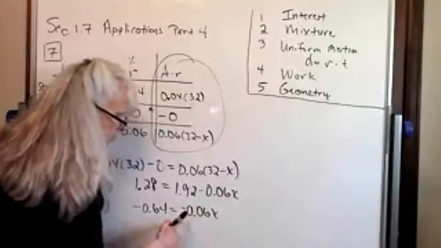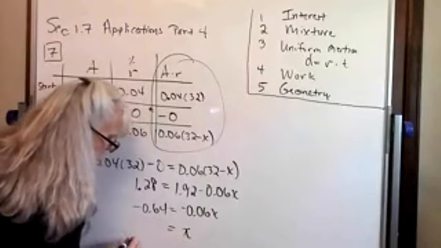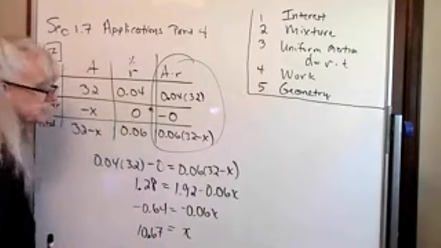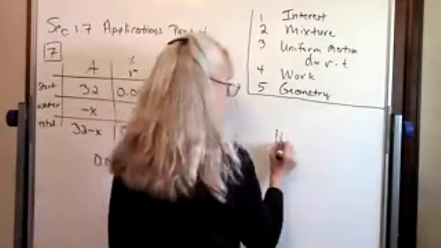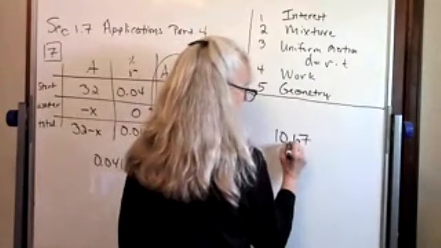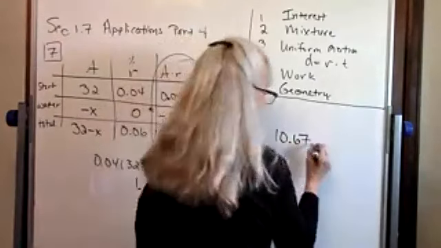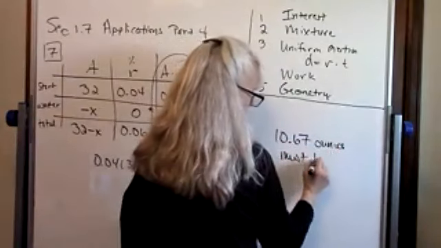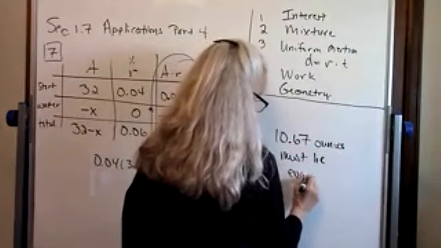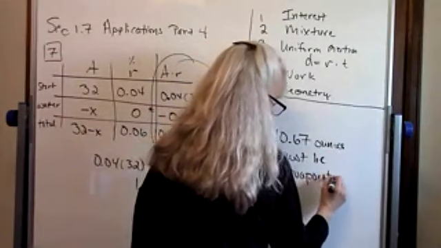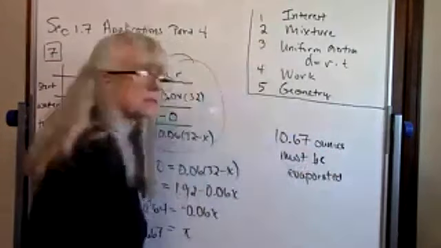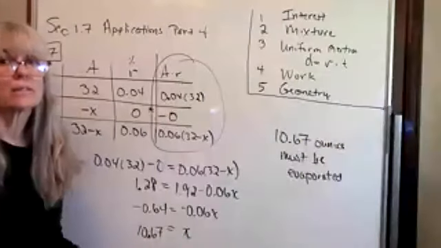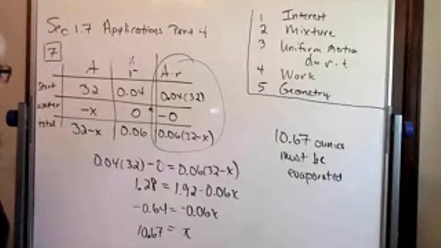So, okay, those negatives are going to divide out, and x comes out to be 10 point, and it's repeating sixes, so we're going to go to 6, 7. So the answer is we're going to evaporate off 10 2/3 ounces, or 10.67 ounces, must be evaporated to create our 6% solution. So a different kind of problem, but it still fits the chart. We just had to modify the chart a little.